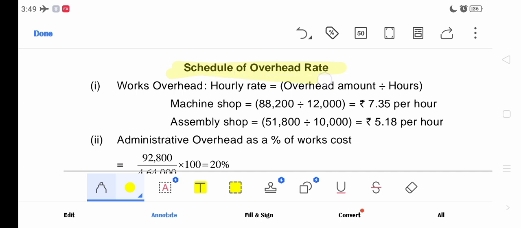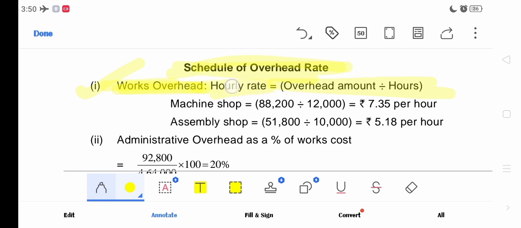Now the schedule of overhead rate comes here. That's what he asked us to find out. Now the first one is works overhead. So what is works overhead, guys? Total overhead amount by number of hours. That is what works overhead is.